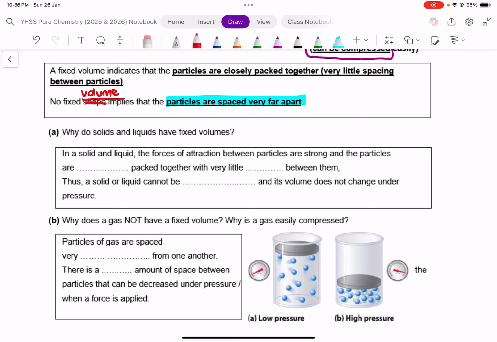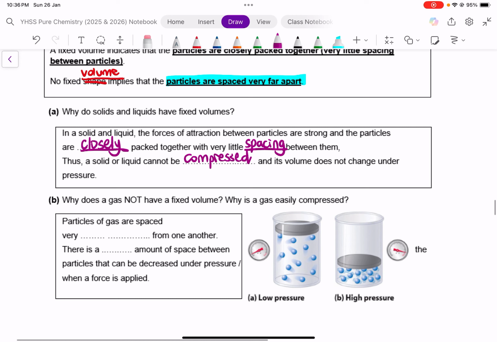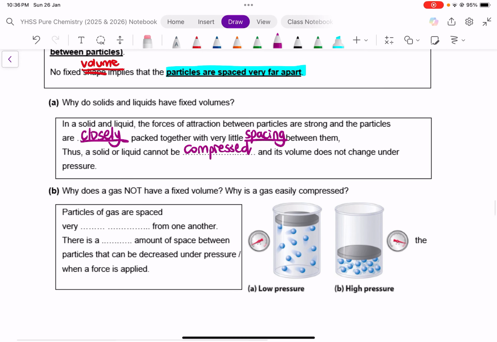So solids and liquids have a fixed volume, and this is because the forces of attraction between the particles are strong and the particles are closely packed together. When the particles are closely packed together, they have very little spacing between the particles, and hence a solid and liquid cannot be compressed when pressure is applied, and hence the volume remains fixed. It doesn't change under pressure. On the other hand, gases do not have a fixed volume, and can be easily compressed.